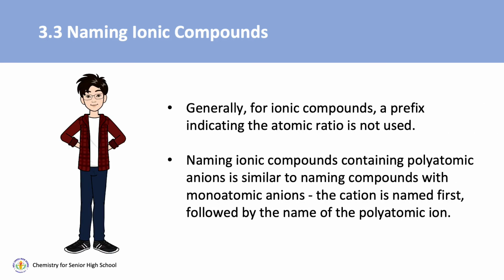Generally, for ionic compounds, a prefix indicating the atomic ratio is not used. Naming ionic compounds containing polyatomic anions is similar to naming compounds with monoatomic anions. The cation is named first, followed by the name of the polyatomic ion.